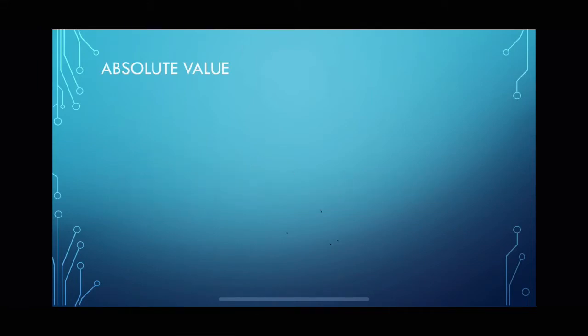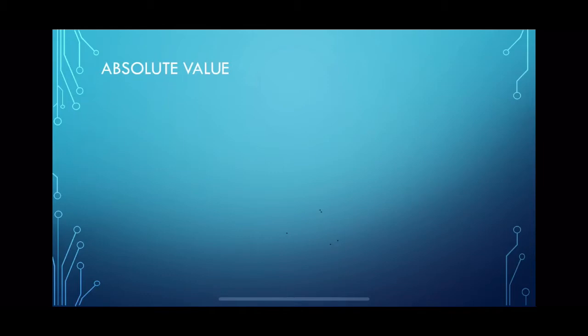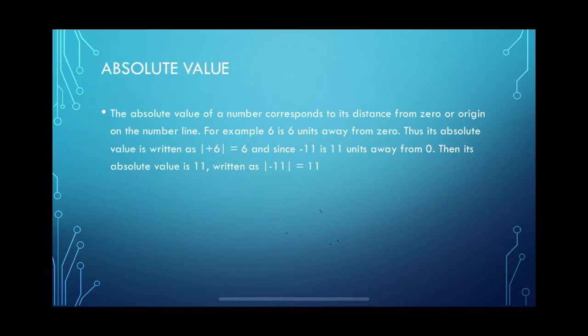Today, we will discuss the absolute value. The absolute value of a number corresponds to its distance from 0 or origin on the number line. For example, 6 is 6 units away from 0. Thus, its absolute value is written as |6| = 6. And since negative 11 is 11 units away from 0, its absolute value is 11, written as |-11| = 11.